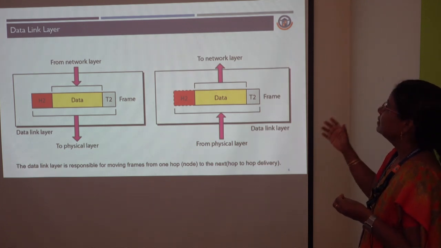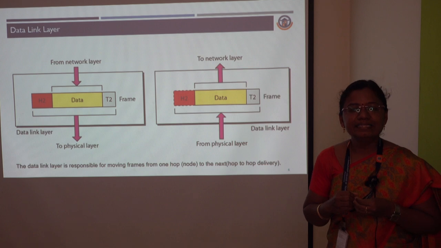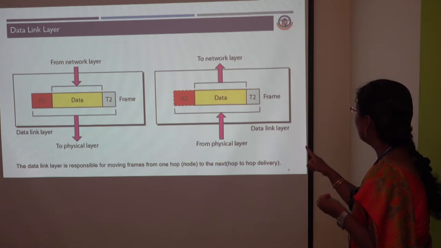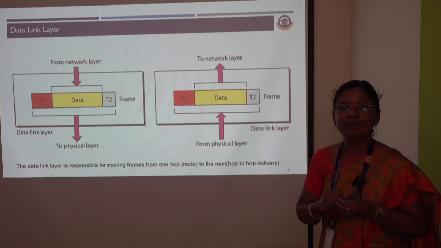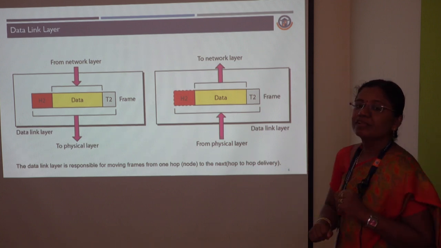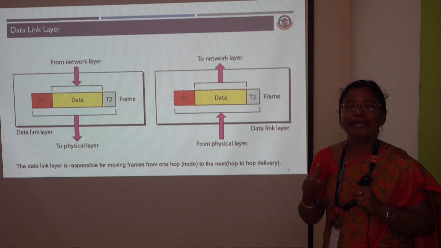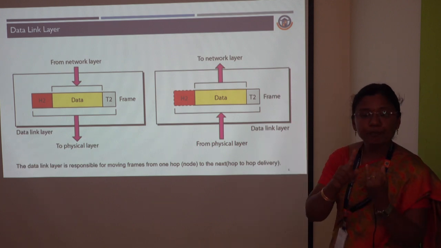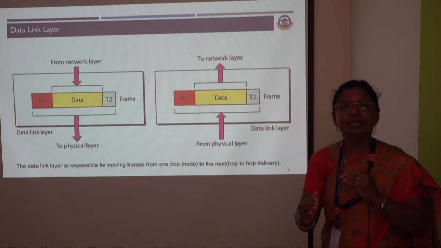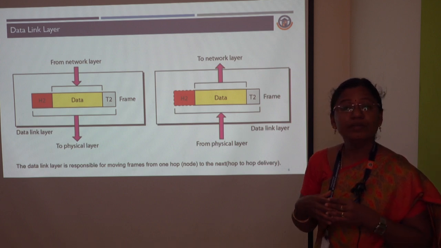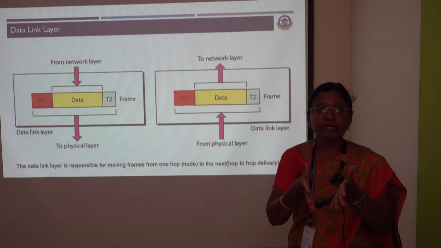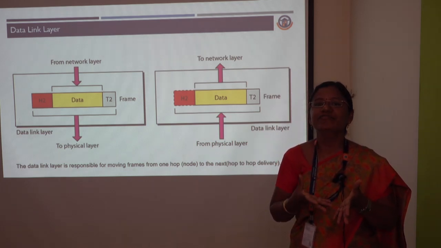The next layer is the data link layer. This layer is responsible for moving frames from one hop to the next hop. It is responsible for hop-to-hop delivery. This layer supports framing and also physical addressing. What is the meaning of physical address? Physical address means the address of a device. The MAC address is nothing but a physical address.